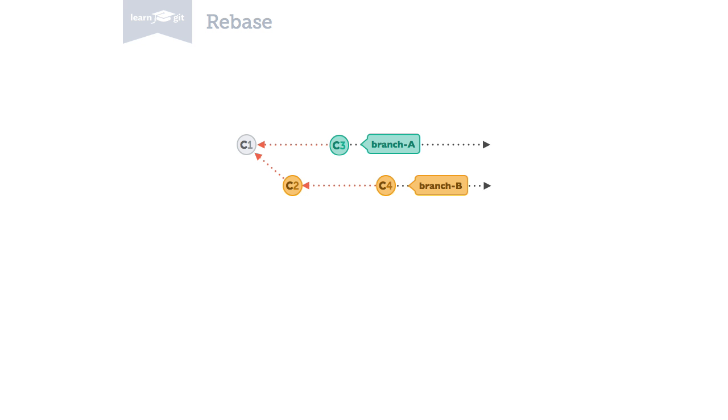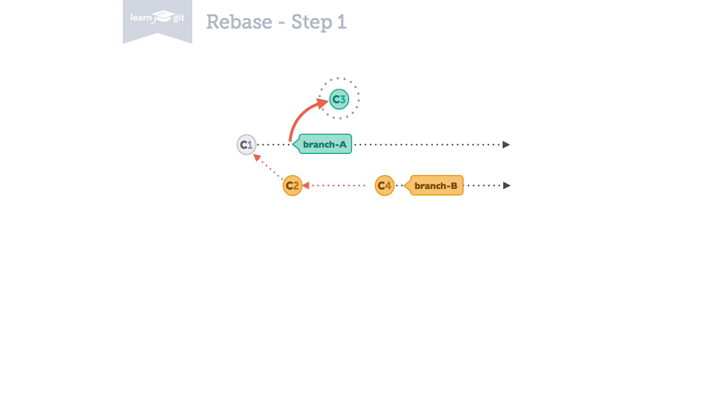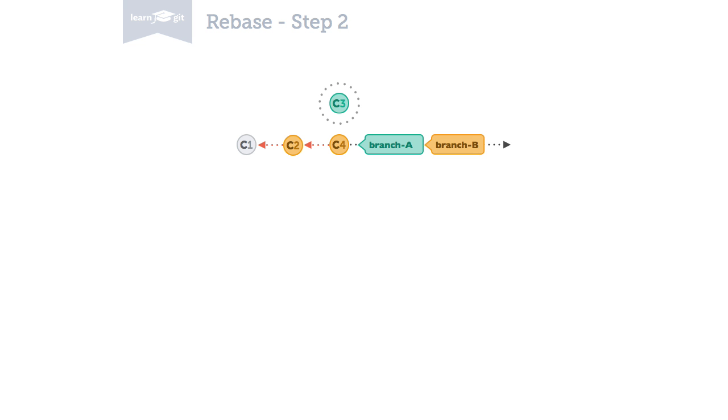We want to integrate the changes from branch B into branch A, but now using rebase. First, Git will kind of undo all new commits on branch A. However, of course, it won't discard them. You can think of them as being saved away temporarily. Then, from branch B, it applies the commits that we want to integrate. At this point, both branches look exactly the same.